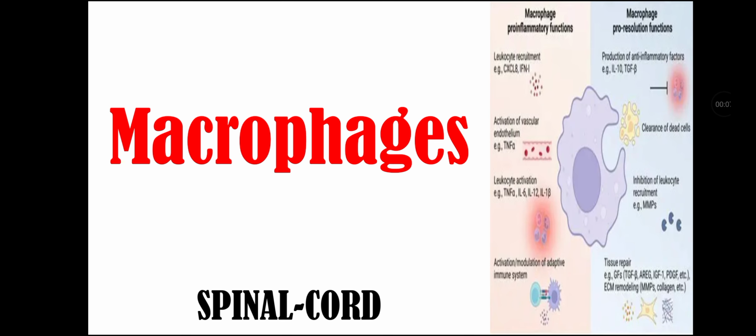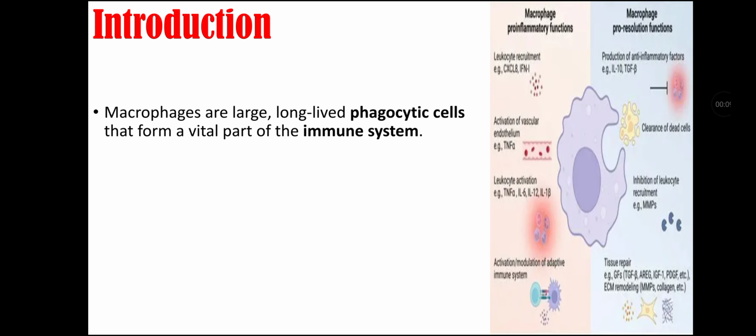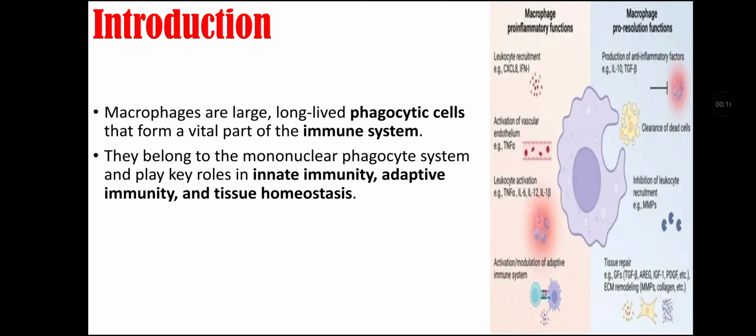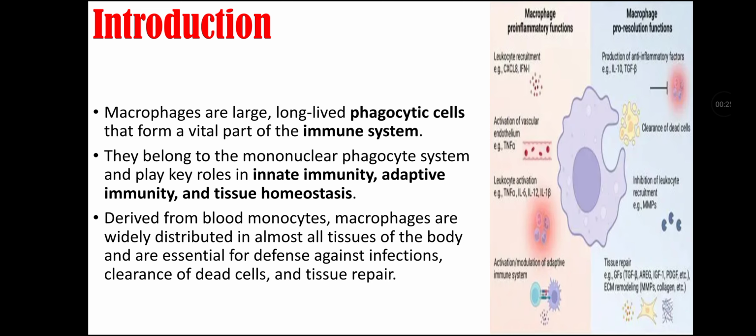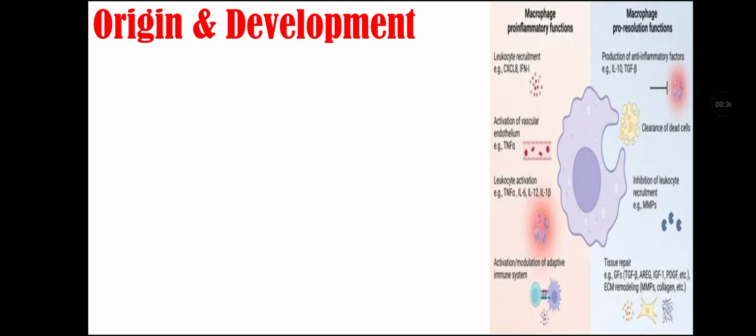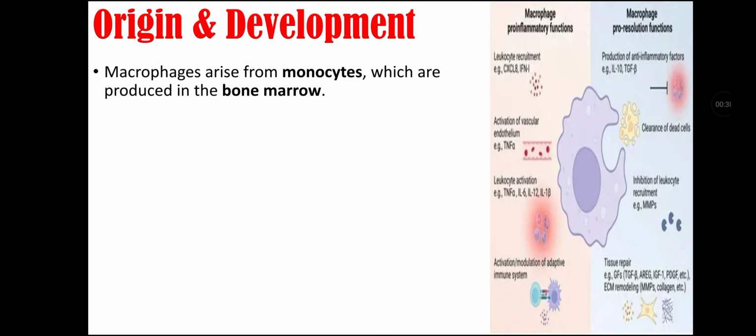So let's start our topic with introduction. Macrophages are large, long-lived phagocytic cells that form a vital part of the immune system. They belong to the mononuclear phagocyte system and play a key role in innate immunity, adaptive immunity and tissue homeostasis. They are derived from blood monocytes. Macrophages are widely distributed in almost all tissues of the body and are essential for defense against infections, clearance of dead cells, and tissue repair.